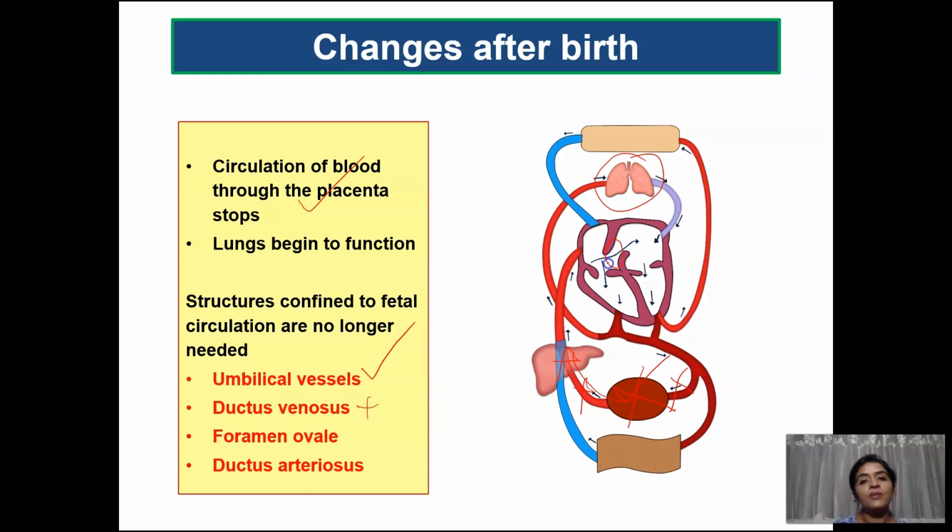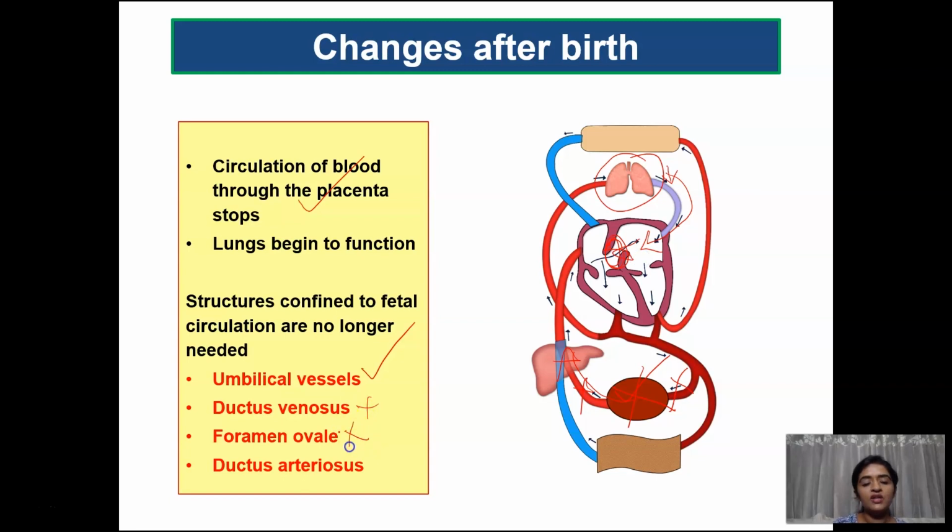Then of course foramen ovale, it is also not needed, because after birth what happens is there is less resistance for the lungs, because the lungs have started functioning properly. So there is more amount of blood reaching into the left atrium. So as a result, this foramen ovale will be closed.